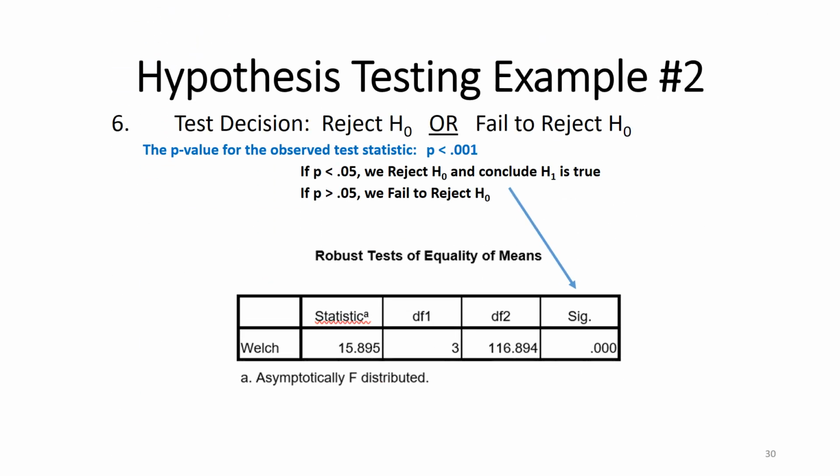So based upon this, as you can see here in blue, I have written down the p-value for the Welch statistic as p is less than 0.001. Because that is less than 0.05, we can reject the null hypothesis and conclude that there is a significant outcome. Let's take a look at how we would write that up on our second to last slide.